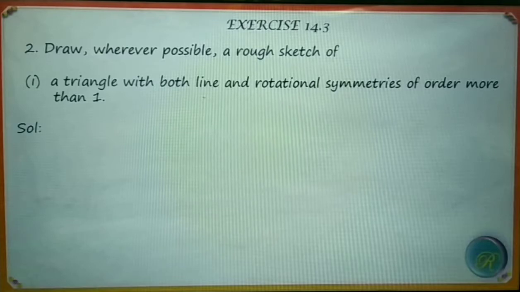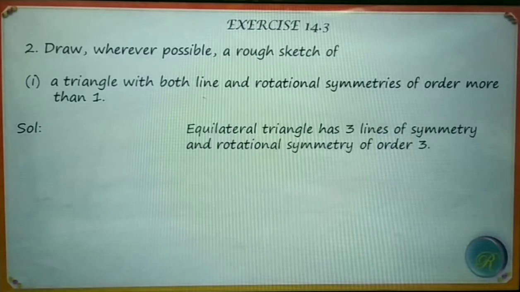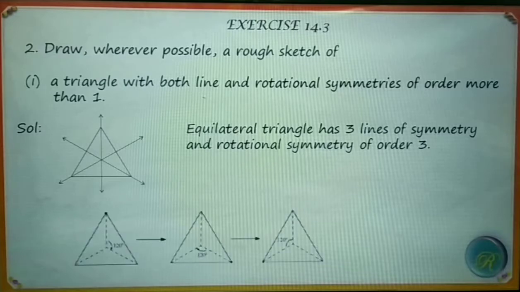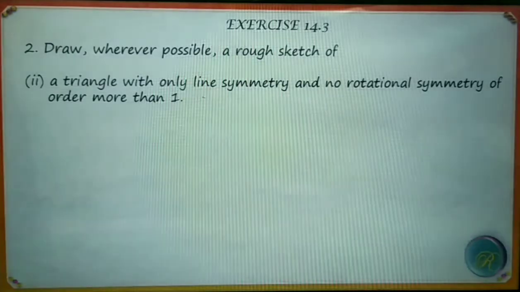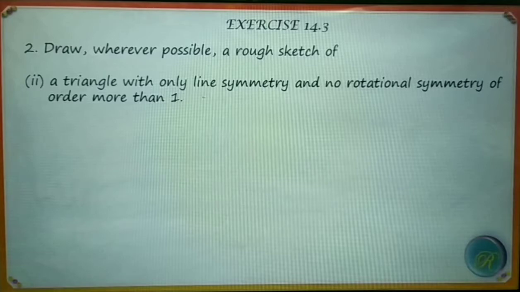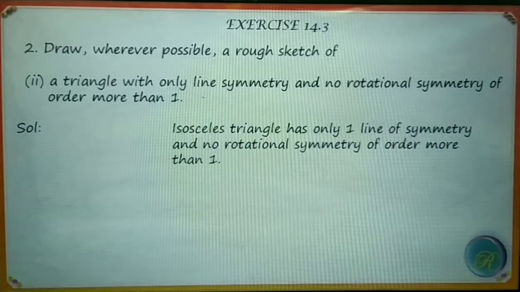First one, a triangle with both line and rotational symmetries of order more than 1. Solution. As you know, equilateral triangle has 3 lines of symmetry and rotational symmetry of order 3. Second one, a triangle with only line of symmetry and no rotational symmetry of order more than 1. Solution. An isosceles triangle has only one line of symmetry and no rotational symmetry of order more than 1.